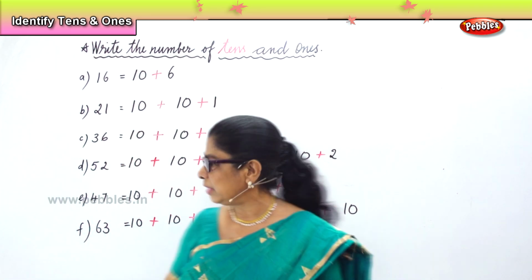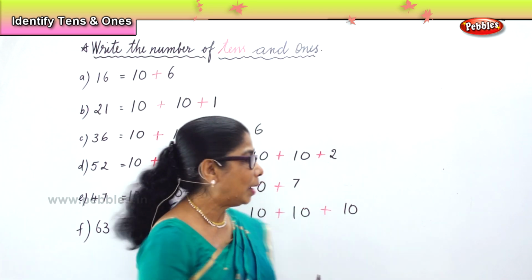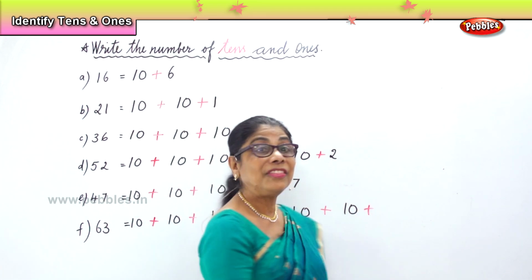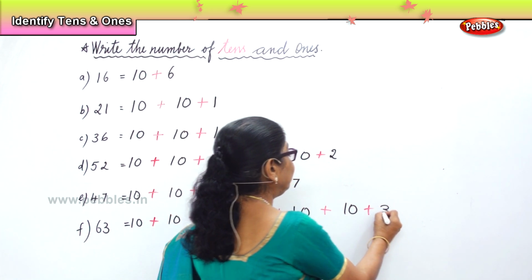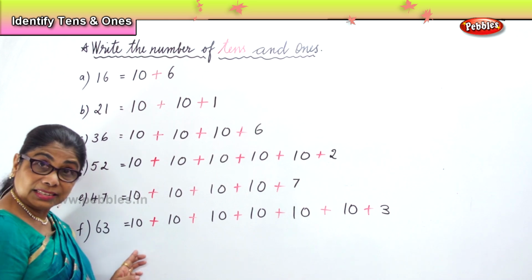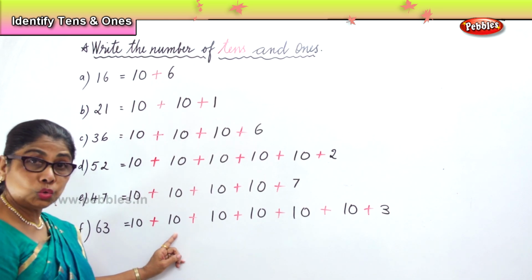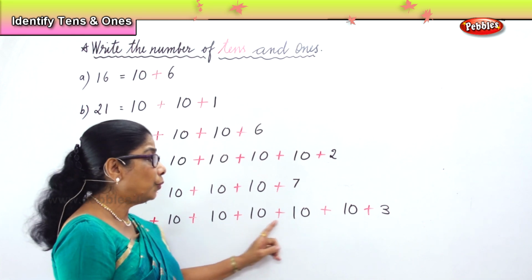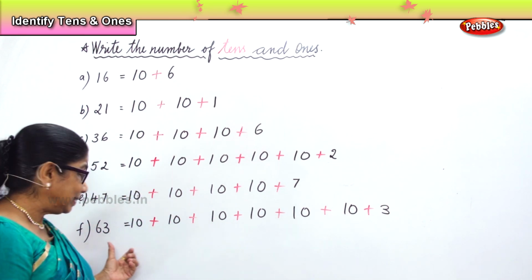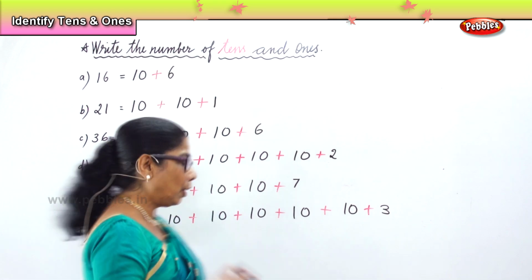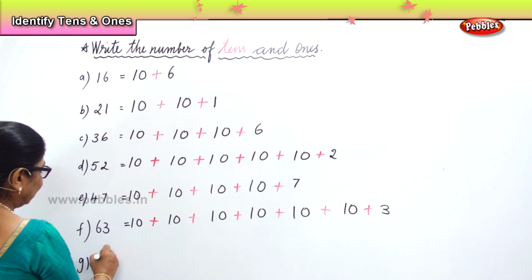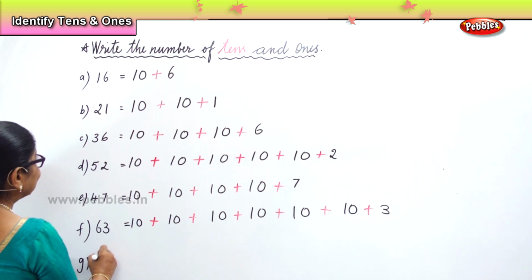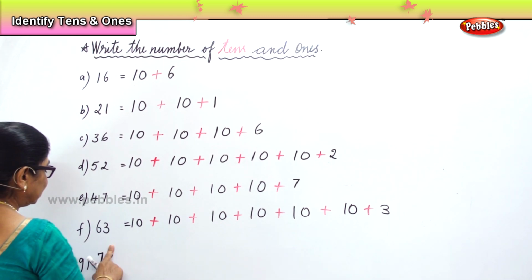Now how many ones are left in the ones place? You have 3 ones. So you get plus 3 ones. Okay. Now let's look at that number again. 63 has 6 tens. 1, 2, 3, 4, 5 and 6. That makes 60 and you have 3 ones. Now let's take another numeral. Now we are going to do 74.